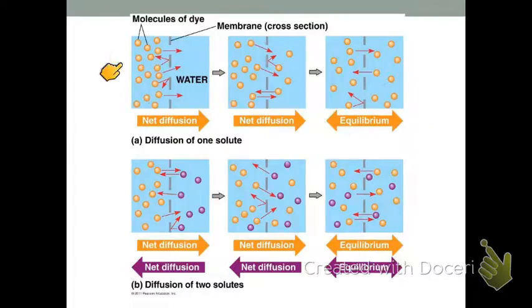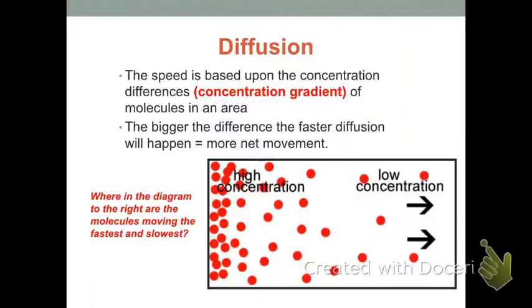Another good example here, you can't have too many diagrams, I don't think, of just molecules moving across a membrane. And it doesn't always have to just be one way. We can have multiple molecules moving here where we're showing different colors and different sizes. Both will reach equilibrium at some point because they're in constant motion. So the speed is based on the concentration differences, or the concentration gradient, of molecules in an area. The bigger the difference, the faster the diffusion will happen, and the more net movement we will have.